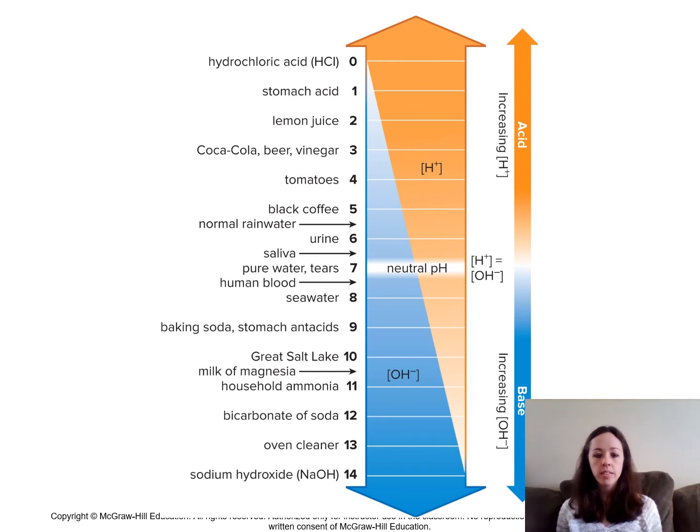The further down the scale you go, the more acidic the liquid becomes, and the further up the scale you go, the more basic it becomes.